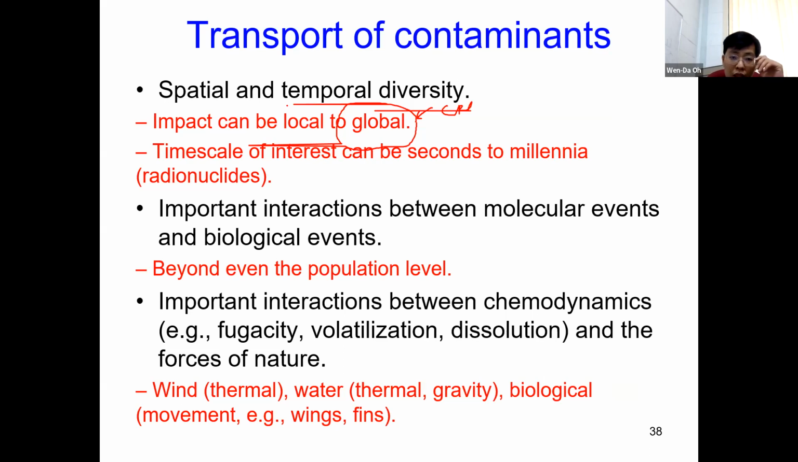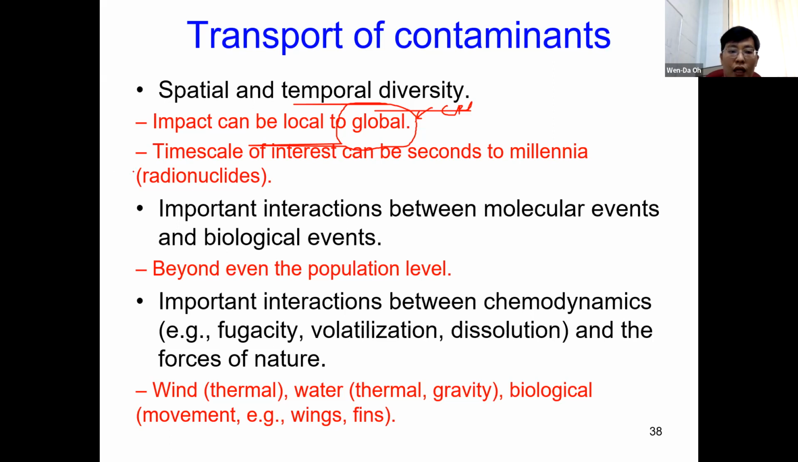Right? And then we have consideration of the time scale of interest, which means it can be seconds. Right, that particular pollution issue can be minutes, right? Like the one in the river, it can be a few days, right? And then it can also be millennia. For instance, you have radioactive elements, right? It can go up to thousands of years, right? Due to the radioactive pollution.